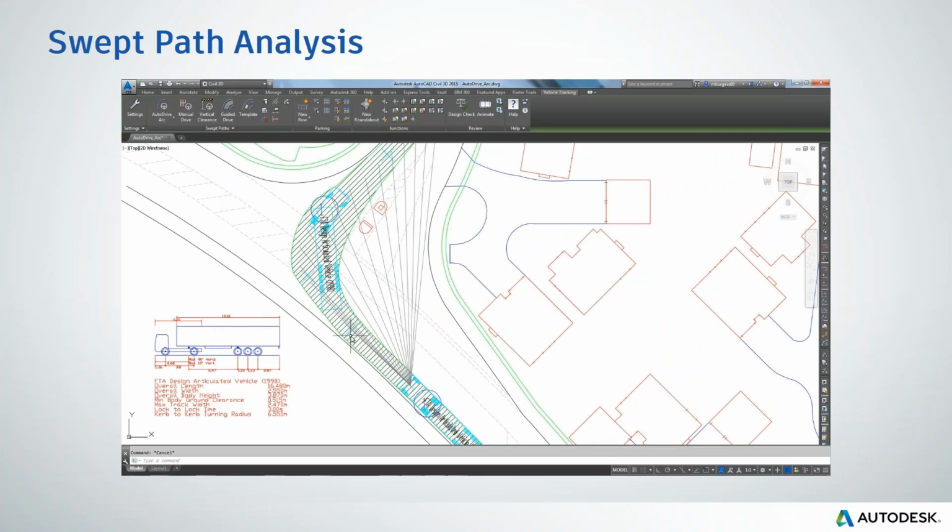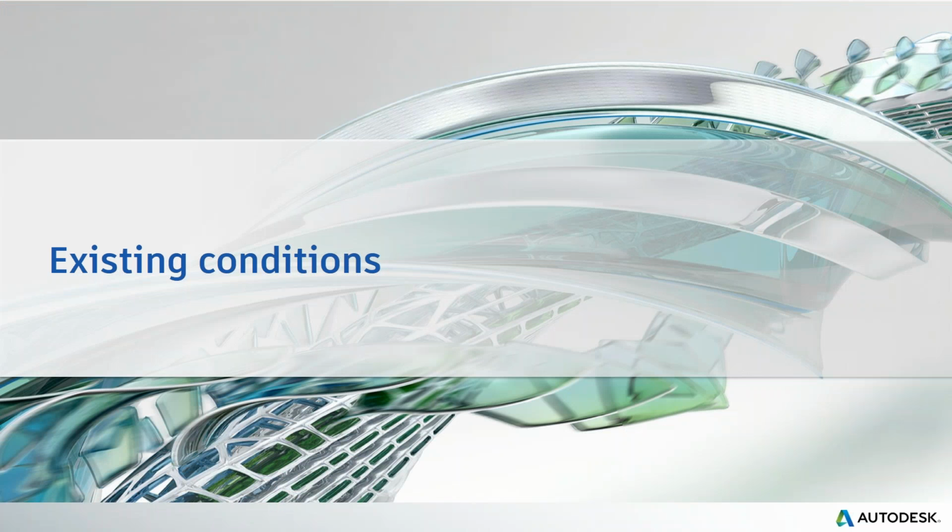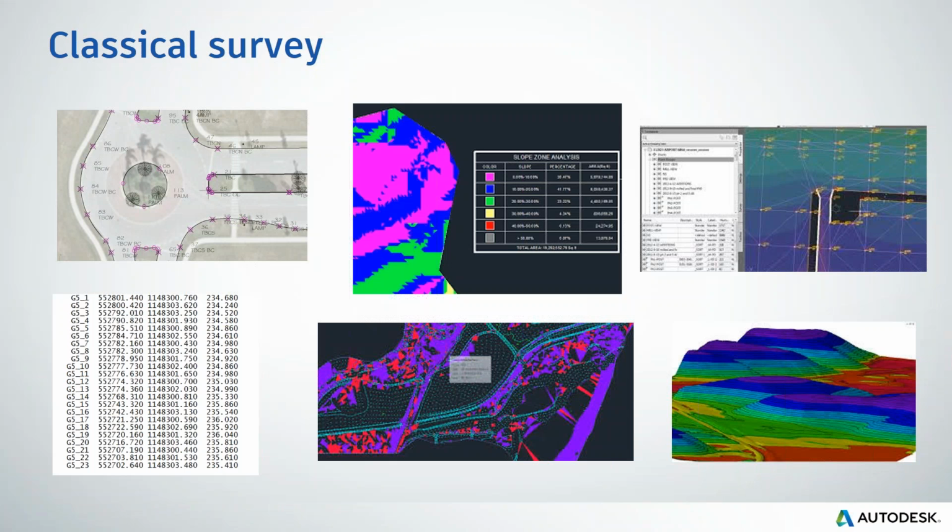So another important point which has to be considered before starting a real traffic, road rehabilitation, is how to collect existing conditions. I'm talking about survey. If we are talking about survey, obviously there is classical survey, and we are allowing you to bring very different types of measurement. It can be ASCII file with XYZ coordinates.